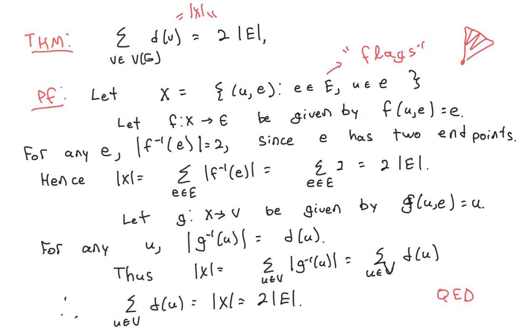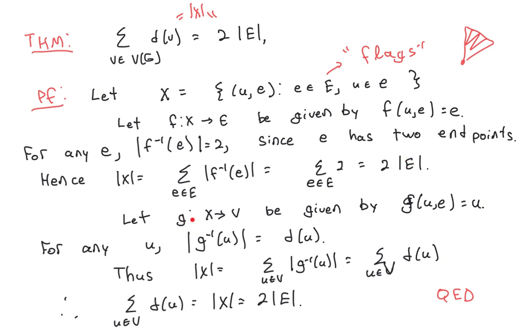And so that means that you can count up the number of flags by first, for every edge e, counting up the number of times it appears as a second coordinate. And as noted, that's always 2 times. So then we're adding up the number 2 over and over, and it's a fact that if you add up a constant over the elements of a set, you're going to get that constant times the size of the set. So you see that we have twice the number of edges as the number of flags.